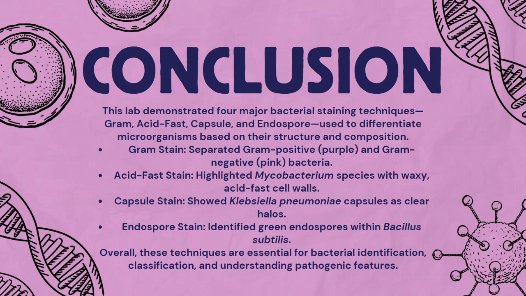Capsule stain showed the capsules as clear halos when using the crystal violet, and when using the deionized water, you could see just a purple dot for where the bacteria is. In the endospore staining, we identified green endospores within the B. subtilis, and you could see them throughout the different bacteria. These techniques were essential for bacteria identification, classification, and understanding the pathogenic features of the bacteria. They also helped us identify what kind of gram stain the unknown bacteria we had were, whether they were gram positive or negative.